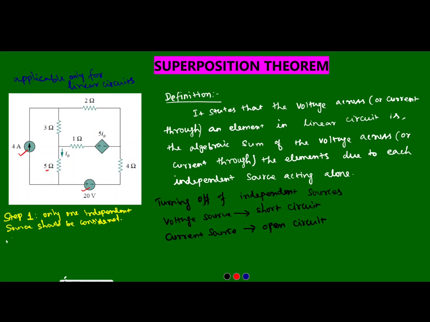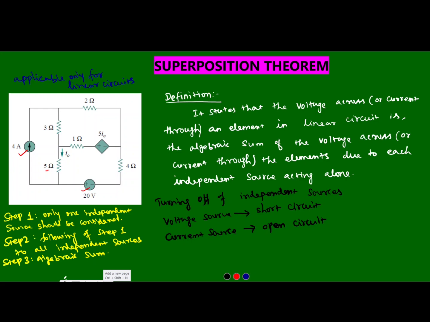Next, step 2: we need to follow step 1 for all independent sources. Third, we need to do the algebraic sum to find the required value.